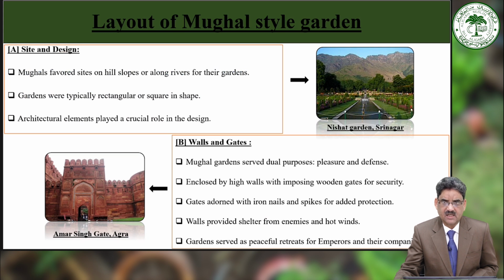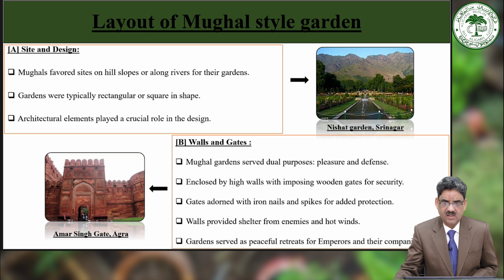Basically, the Mughal style gardens feature a distinctive layout that considers site and design. The Mughals preferred locations on hill slopes or along rivers for their gardens, which were commonly rectangular or square in shape. The design also integrated architectural elements as crucial components.